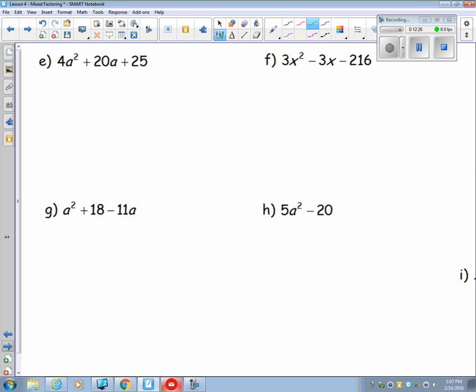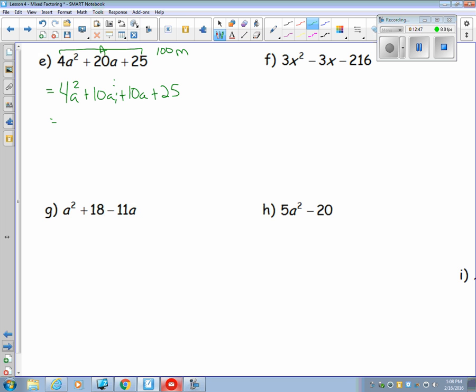No common factors. Number up front. It's a complex again. We got 2 of these in a row. Okay, let's try this one. Okay, complex. What adds to 20 and multiplies to 100? Oh, 10 and 10 will do that. So let's replace: 10a, 10a, 25.